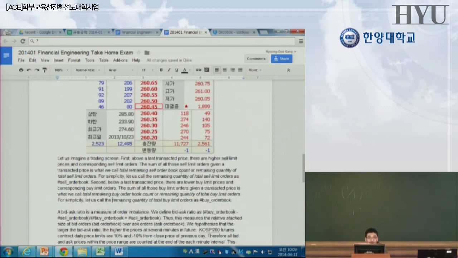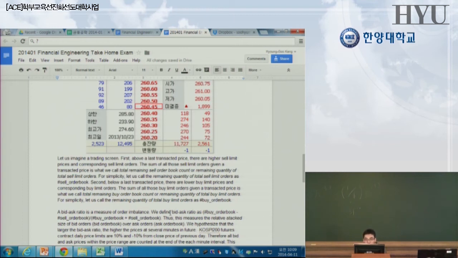And in the table for your exam, we will see a variable called the bid-ask ratio. The bid-ask ratio is a measure of order imbalance. In this case, we have more sellers than buyers, because it is the sum of sell limit orders and the sum of buy limit orders. So the ratio between these two is a kind of order imbalance.